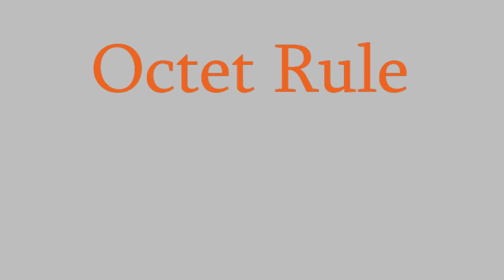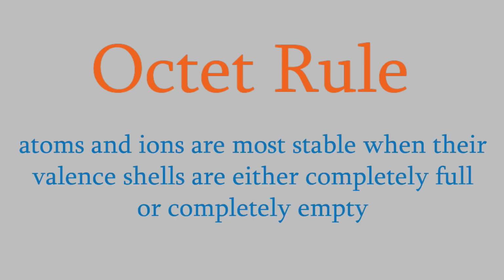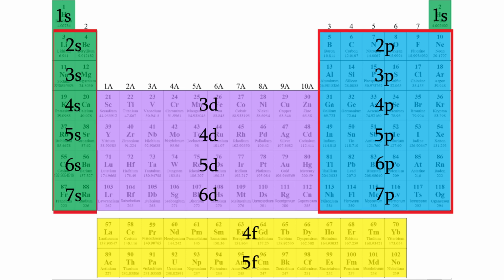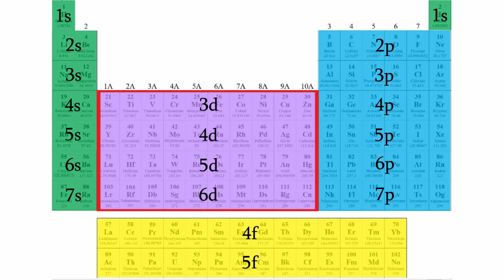The Octet Rule says that atoms are most stable when they have valence shells that are either completely full or completely empty. For elements in the s and p blocks of the periodic table, a full valence shell would have 8 valence electrons, so that the electron configuration would end with s2p6. That's why it's called the Octet Rule. For transition metals, a full valence shell would end with s2d10 for a total of 12 electrons. But as I said, we don't usually draw Lewis structures for transition metals.